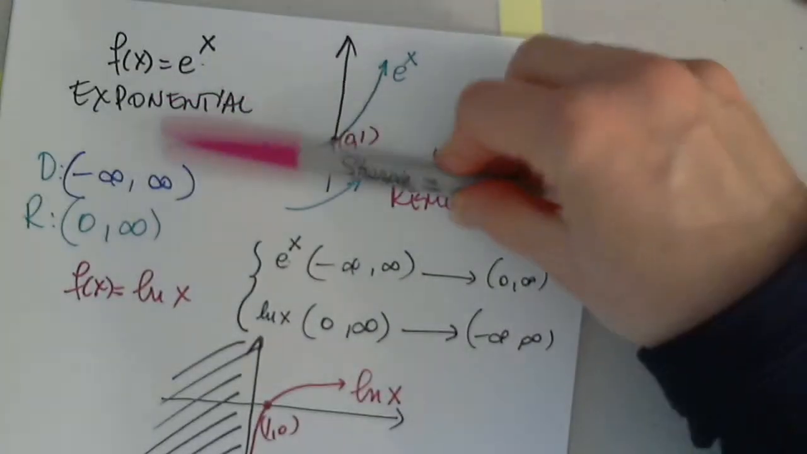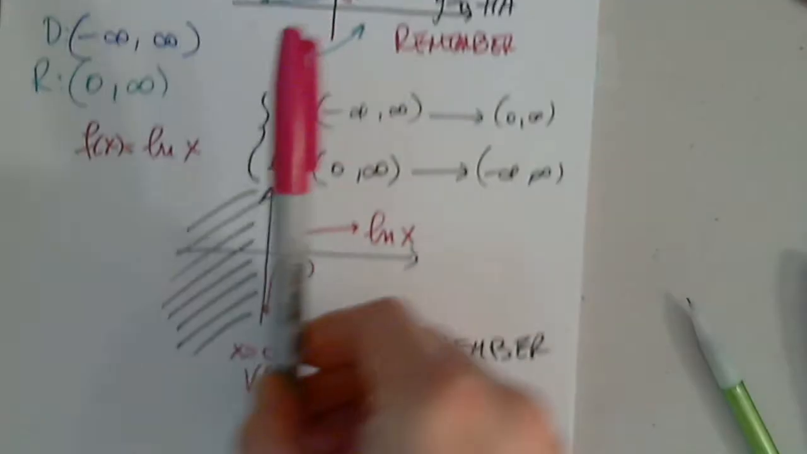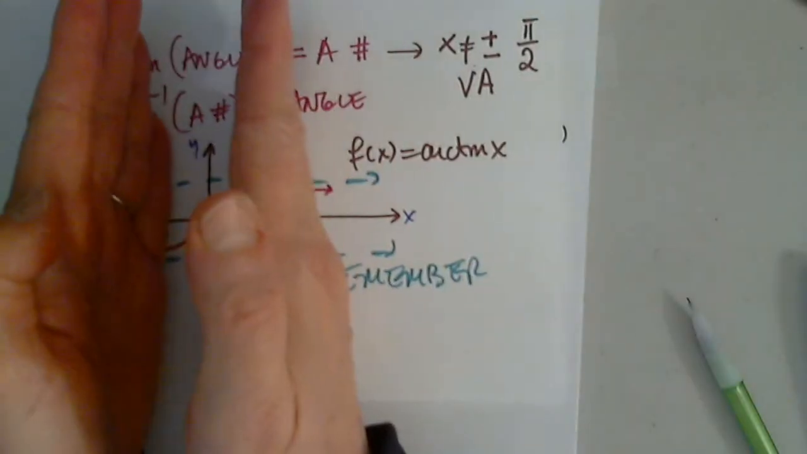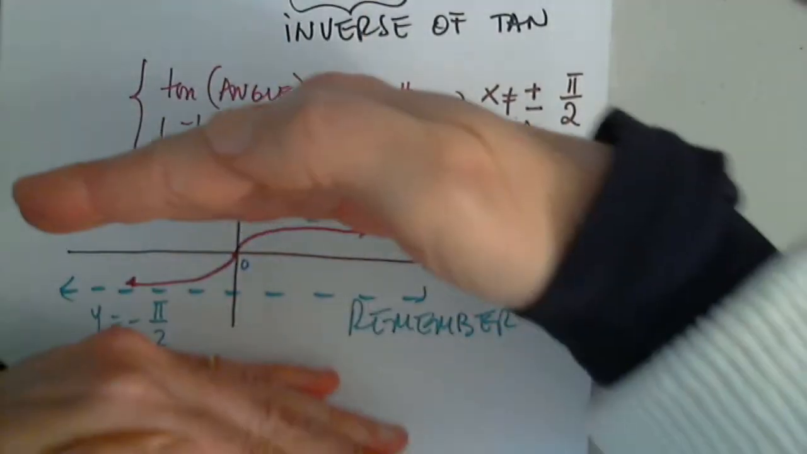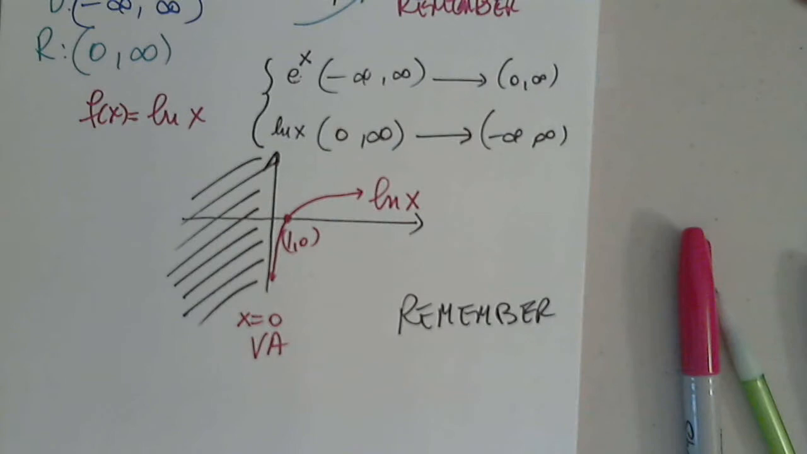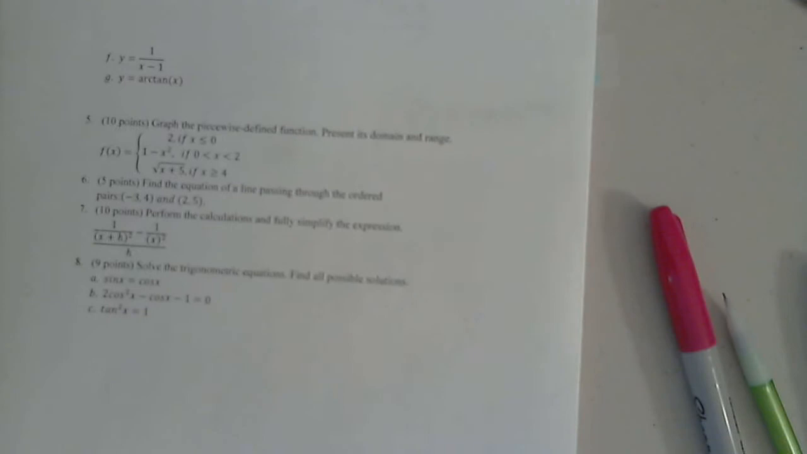Makes sense. This has a horizontal asymptote. The inverse must have a vertical asymptote. The function tangent had vertical asymptotes. The inverse has to have horizontal. Okay, enough of that. Please remember all these graphs so we don't have to go back to them. We need them like that in a blink of a second or a moment, okay?